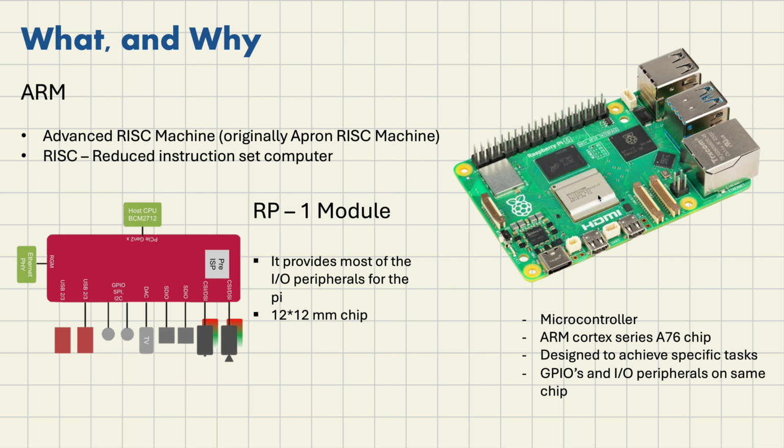So what is ARM? ARM abbreviates as Advanced RISC Machine. It was originally called Acorn RISC Machine. So what is RISC? RISC is Reduced Instruction Set Computer, and this Raspberry Pi 5 is a kind of a microcontroller, which is equipped with the ARM Cortex A76 series chip.